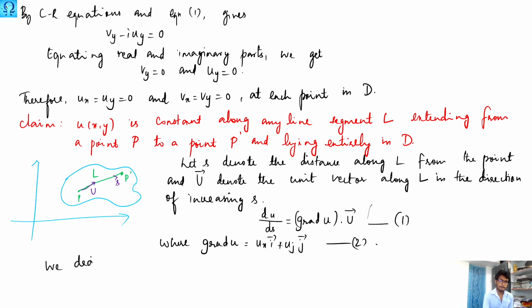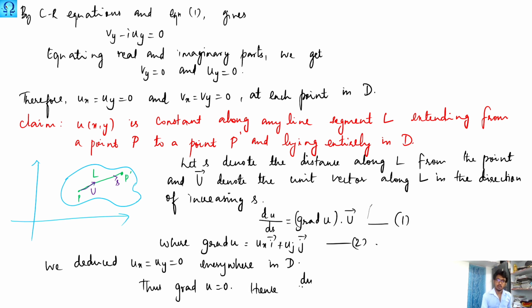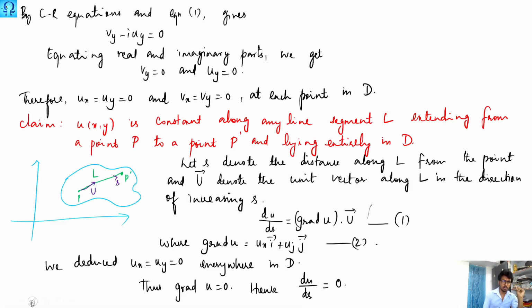We deduced ux and uy are 0 everywhere in D. Thus grad u is 0. Hence du upon ds is 0. So with which what we conclude is that u is constant along L. Now we have proved this is true for the line segment that joins P and P prime.